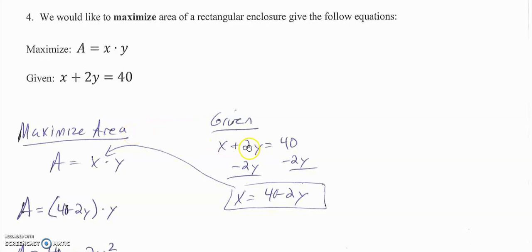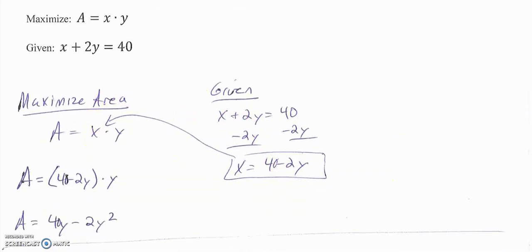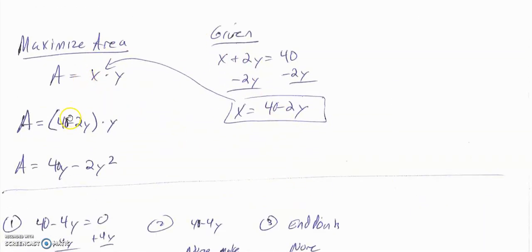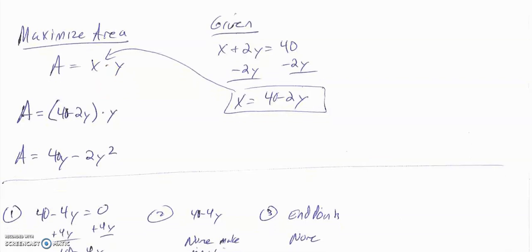So we're dealing with one variable. We have x plus 2y equals 40. It's easier to solve for x, so we subtract 2y from both sides, and we have x equals 40 minus 2y. We take x equals 40 minus 2y and plug it in for x, and that will give us area equals, instead of x, (40 minus 2y) times y. Distribute the y. We have area equals 40y minus 2y squared. Again, now we're dealing with just y's instead of x and y's. And we go through our stationary, singular, and endpoints.